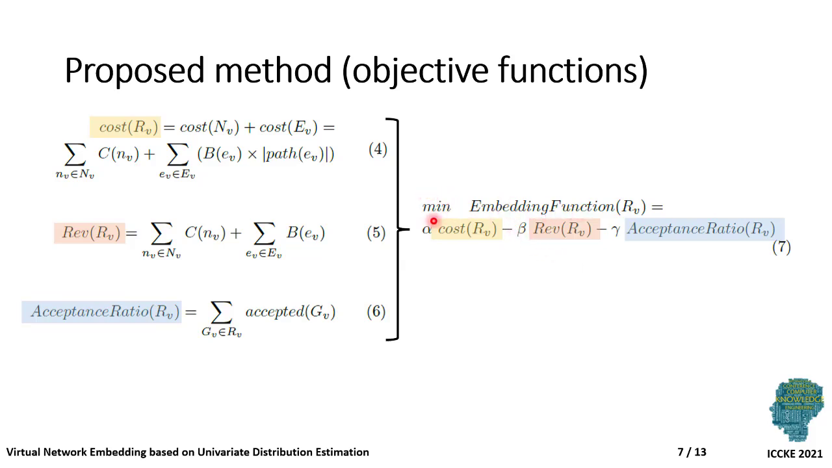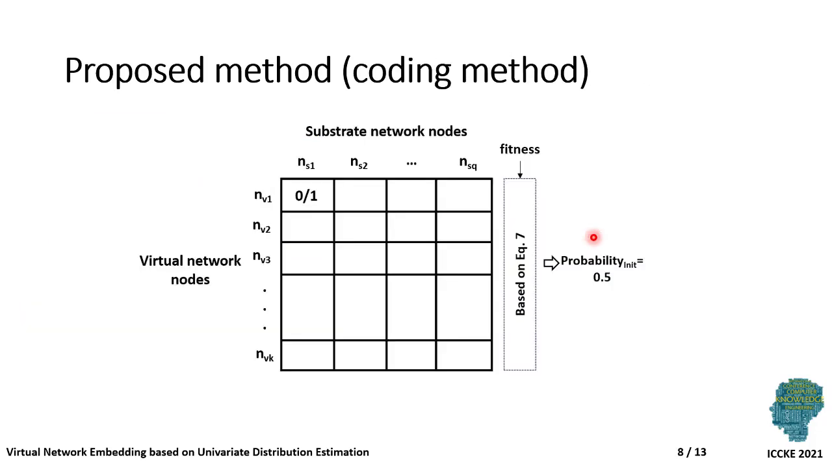That is a minimization problem. We want to decrease the cost. Also, we want to increase the revenue, because of that, we add one minus here. Also, we want to increase the acceptance rate, so we add one minus here.